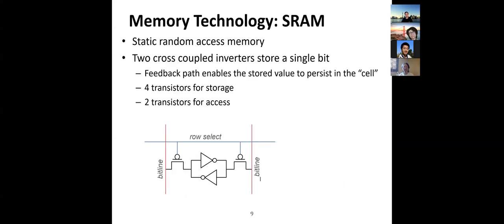Anyway, another important type of memory is SRAM. And this technology is important because that's the one that's used for everything that is the fastest, right? It's called static random access memory. It has two cross-coupled inverters that are used to store a single bit. Its feedback path enables the stored value to persist in the cell, right? It had 4 transistors for storage and 2 transistors for access. So it definitely had a more expensive design, right? So the SRAM is way more costly to manufacture, but it has lower latency because of its design, okay?